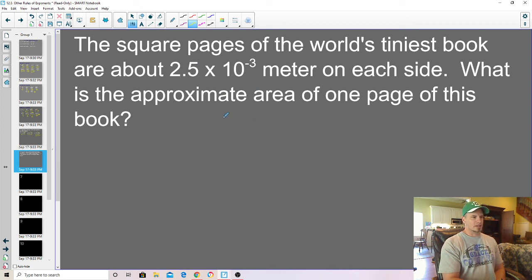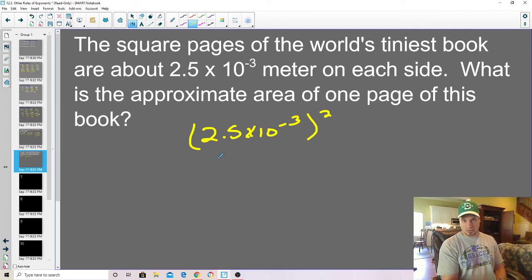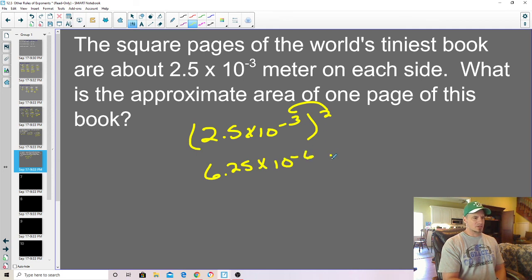So area is length times width. Well, it's a square, so we're just going to basically take one side and square it. So it's one side squared to get the area. I square 2.5. Well, that's like 25 squared with the decimals. You know 25 squared is 625. So it's 6.25. And then I square this, meaning I multiply the powers. I get times 10 to the negative 6. And that is going to be square meters because it is area. And that pretty much sums up more rules of exponents.